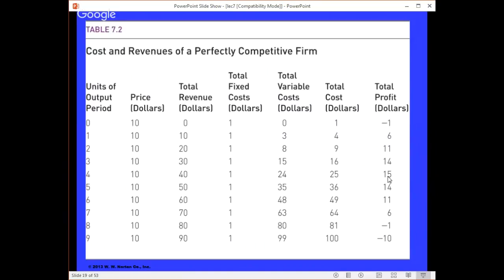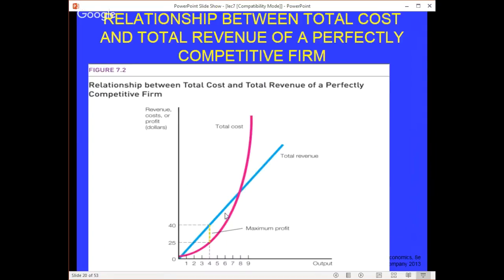Okay. So here's a graph. I have my total revenue, which is increasing by 10 each time. I have my total cost function, and the biggest separation between the two, where profit is maximized, is here at 4 units.